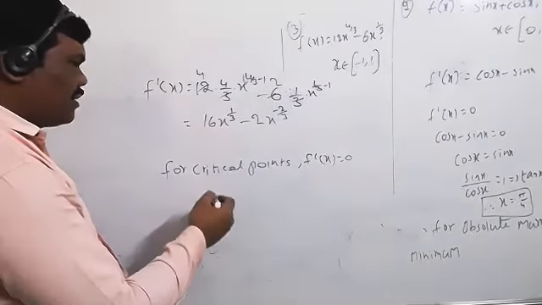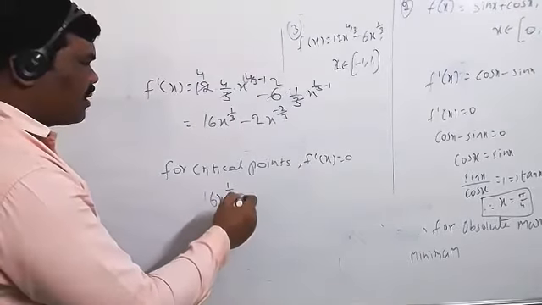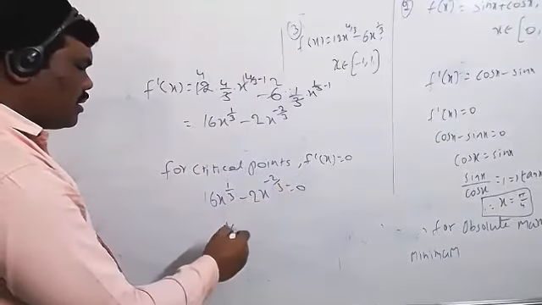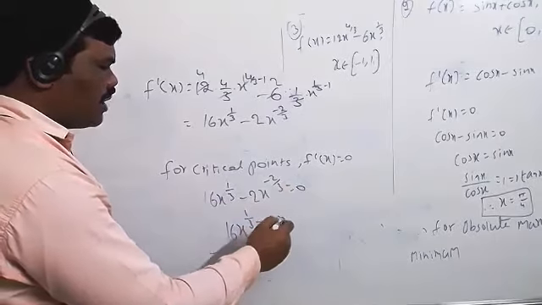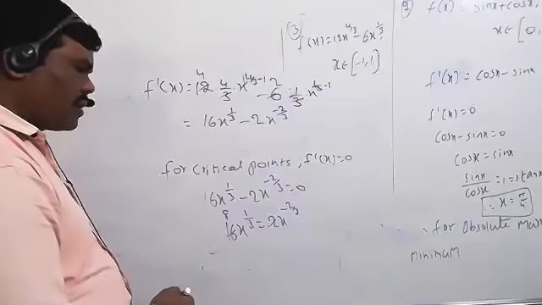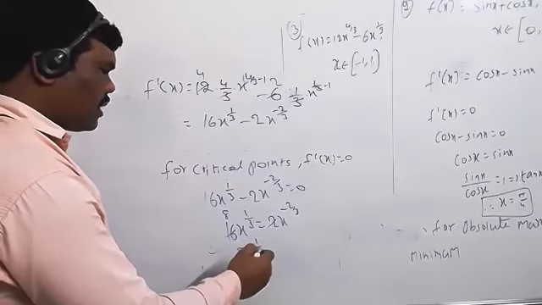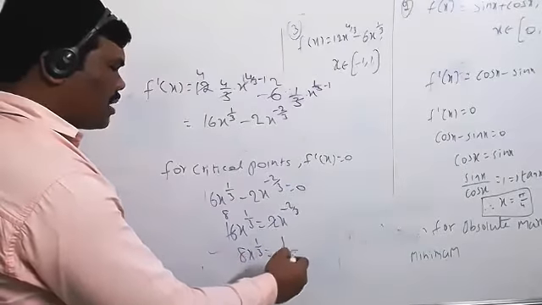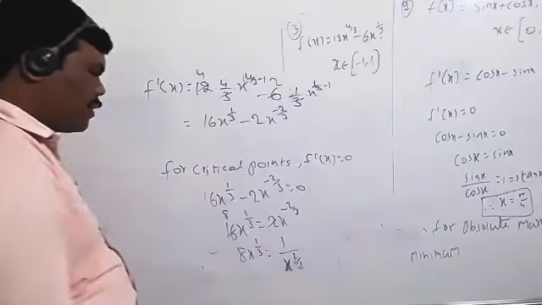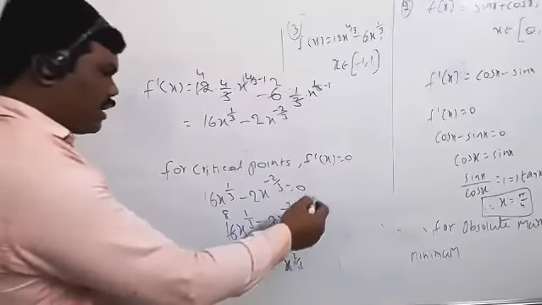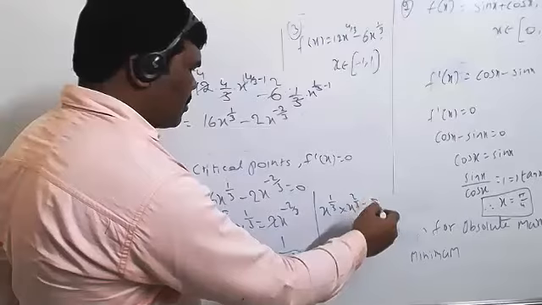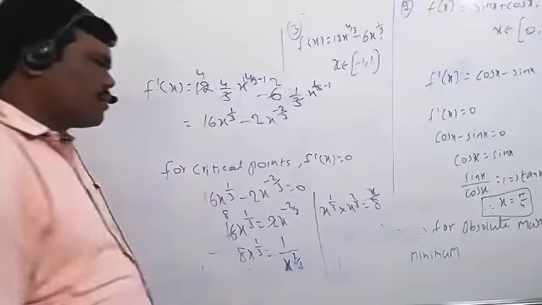Take directly 16 x power 1 by 3 minus 2 into x power minus 2 by 3 equal to 0. This one, right side, 16 x power 1 by 3 equal to 2 into x power minus 2 by 3. So 2 in this number clearly 8 times now. It's correct. So this is 8 into x power 1 by 3 is equal to 1 by x power 2 by 3. On this one you write this side now directly. So therefore x power 1 by 3 into x power 2 by 3 is equal to 1 by 8.